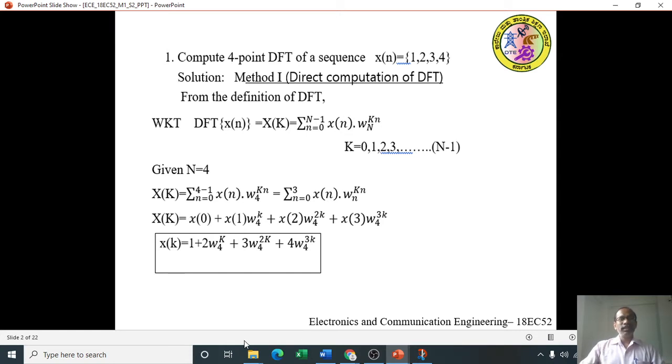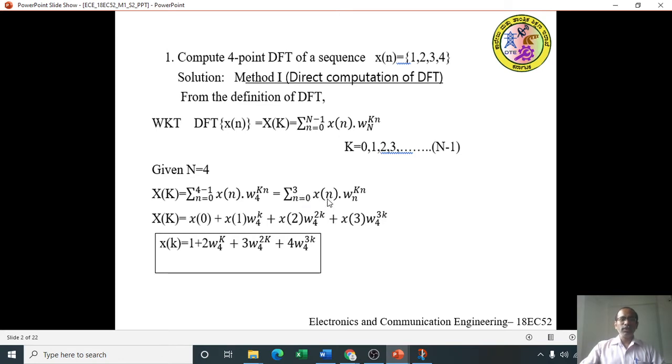First, from the definition of DFT, we have a formula. DFT of x of n is equal to X of k is equal to summation n varying from 0 to N minus 1 x of n into omega N power kn, where k is a variable from 0 to N minus 1. If you take N equal to 4, the summation becomes 0 to 3 x of n into omega N power kn. Now let us expand this formula with n equal to 0, 1, 2, 3.